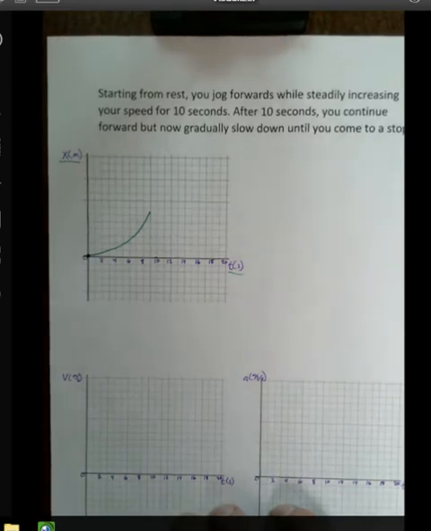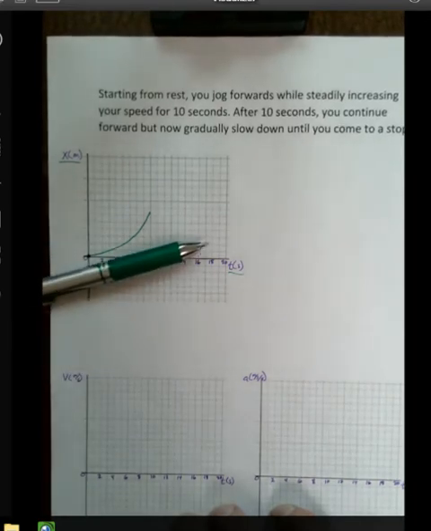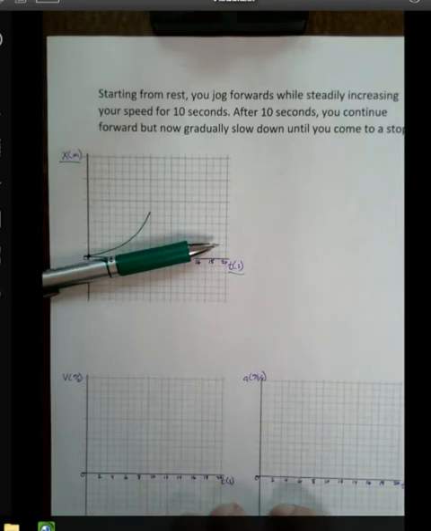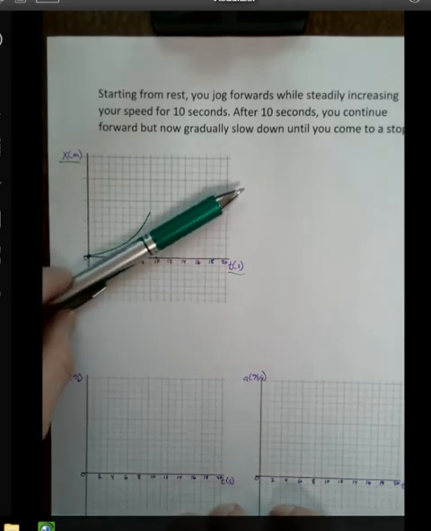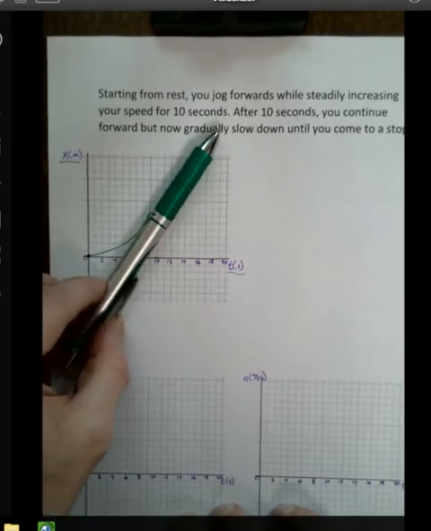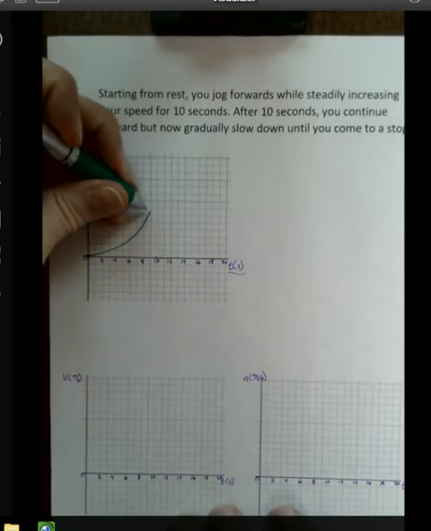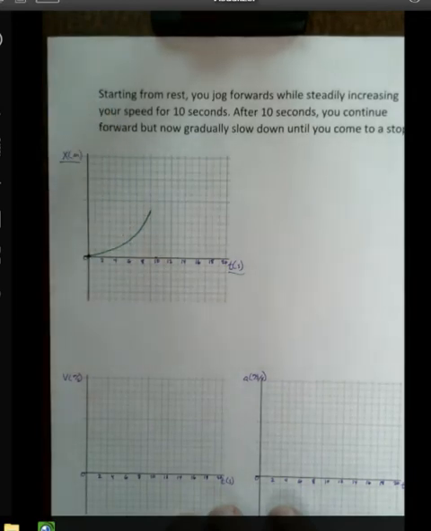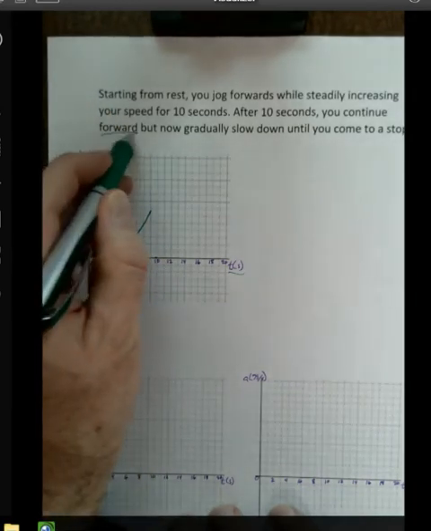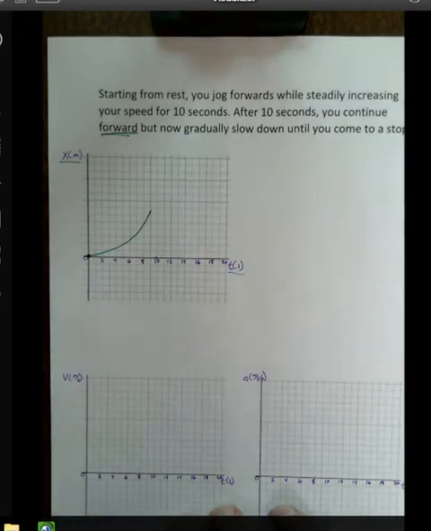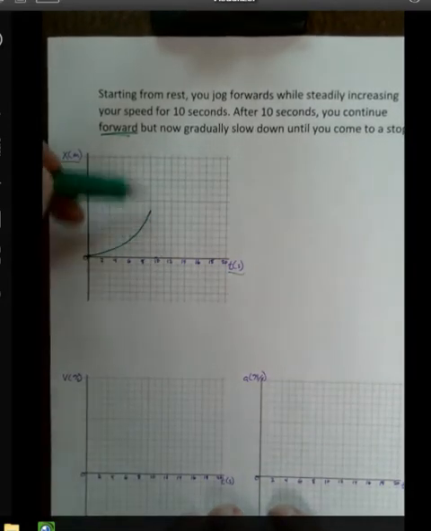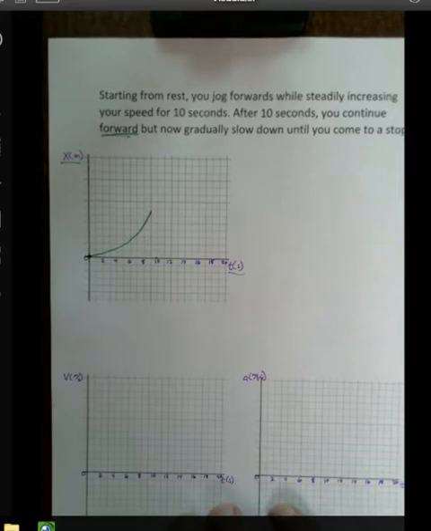So that covers the first 10 seconds. If I use my slopeometer, then I can see that this graph is getting progressively steeper and steeper as I move along to higher values of time. Now, after 10 seconds, once I'm here, you continue to move forwards. So moving forwards means that the graph still has to go up to higher numbers on the position axis.